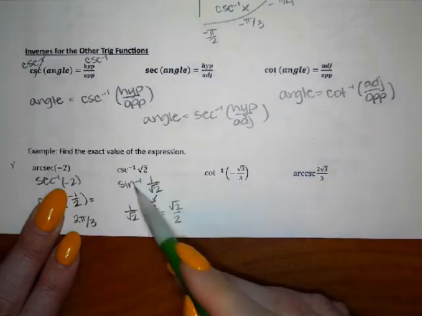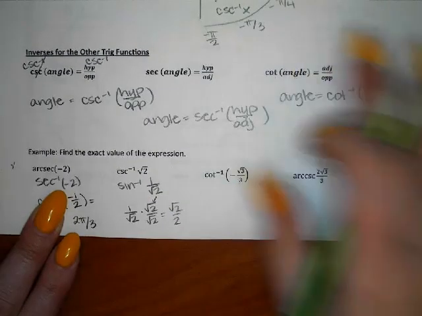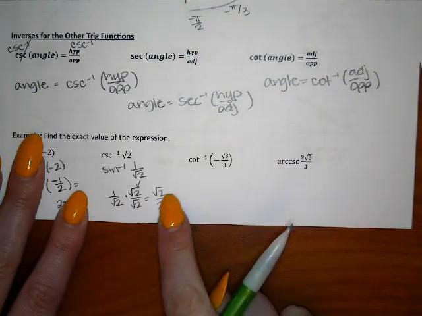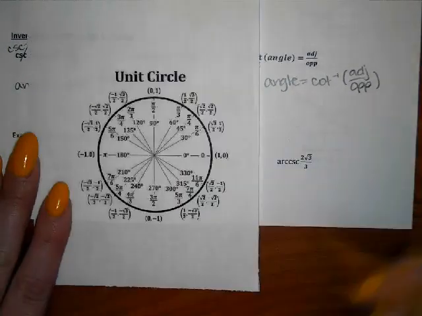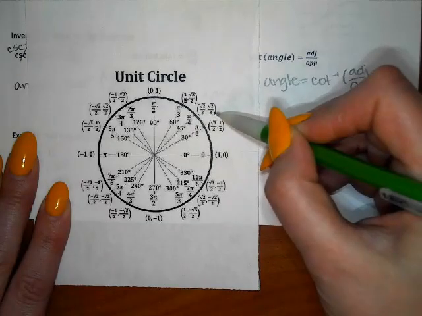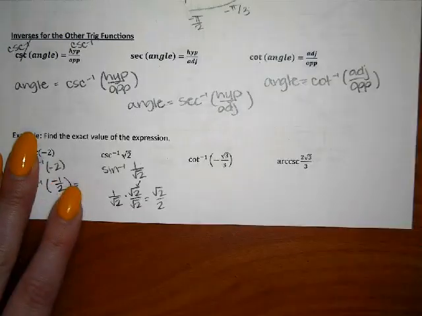So sine inverse, or cosecant inverse, tells me to look in quadrants 1 and 4, and in quadrants 1 and 4 I am looking for a y coordinate that is √2 over 2. So that's going to be in quadrant 1 because we're going up to a y coordinate of √2 over 2. π/4 is my answer.